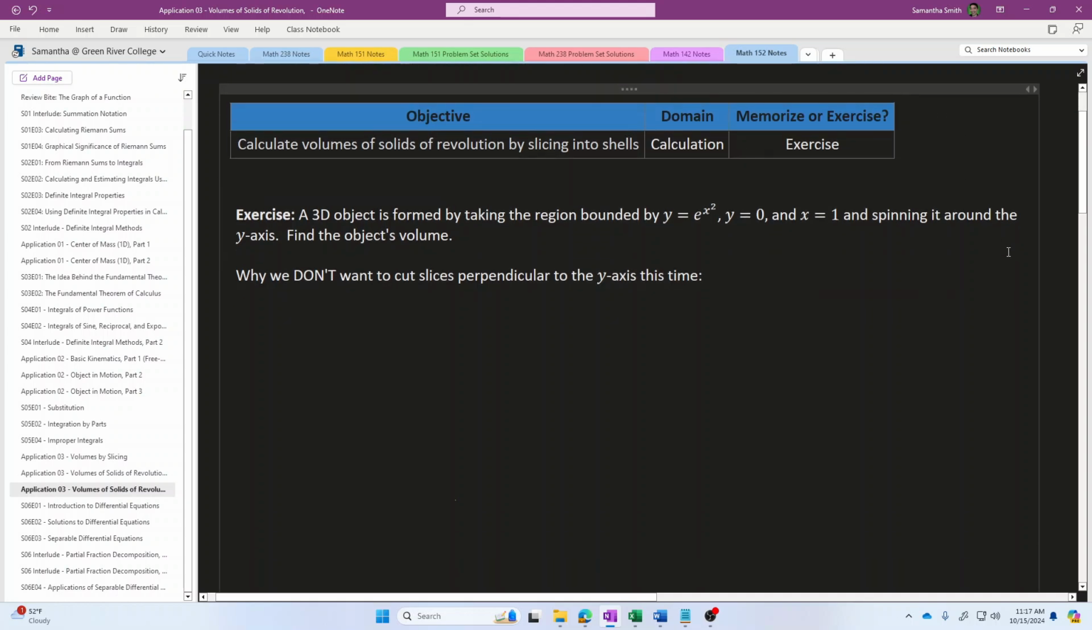And to demonstrate a situation where I would definitely want to think about slicing my object differently than we did yesterday, let's consider the following exercise. I have a three-dimensional object, and this object is formed by taking the region bounded by this exponential function, y equals 0, x equals 0, and x equals 1, and spinning this region around the y-axis. Let's find the object's volume.